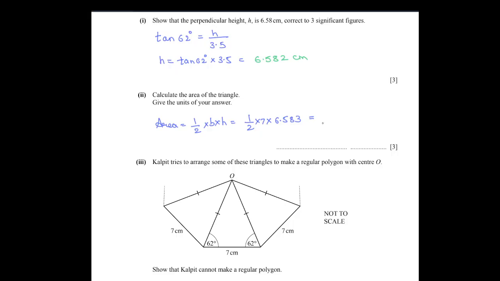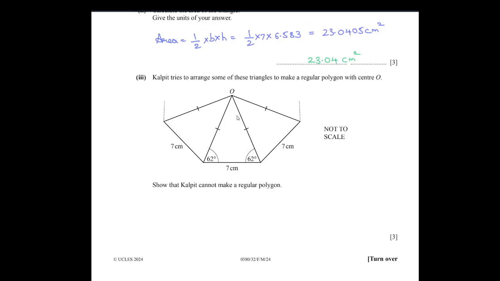23.0405. 23.0405 centimeter square. This is the area. So you can just round it to 2 decimal places. 23.04 centimeter square. Write the units in the second dash. Okay, I did not write here.